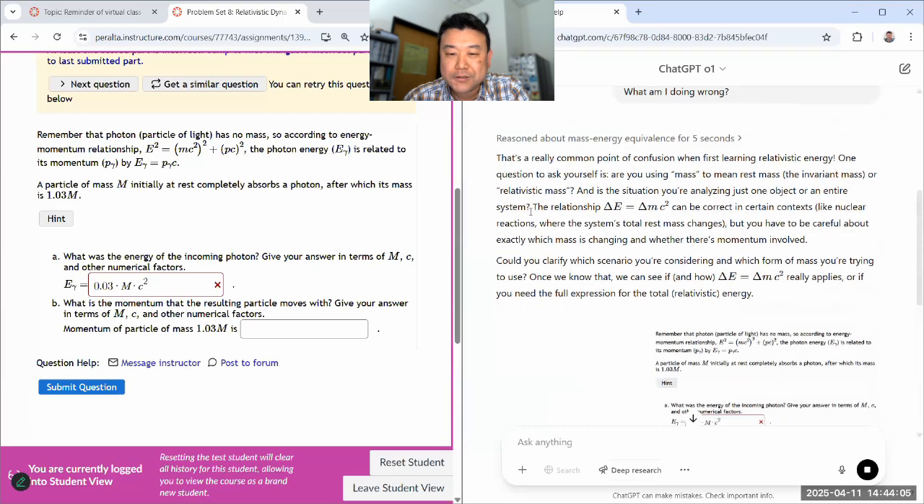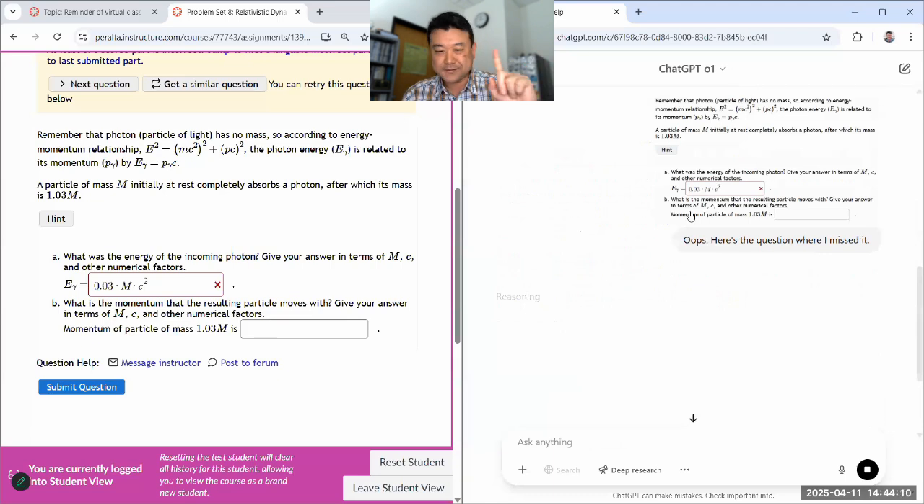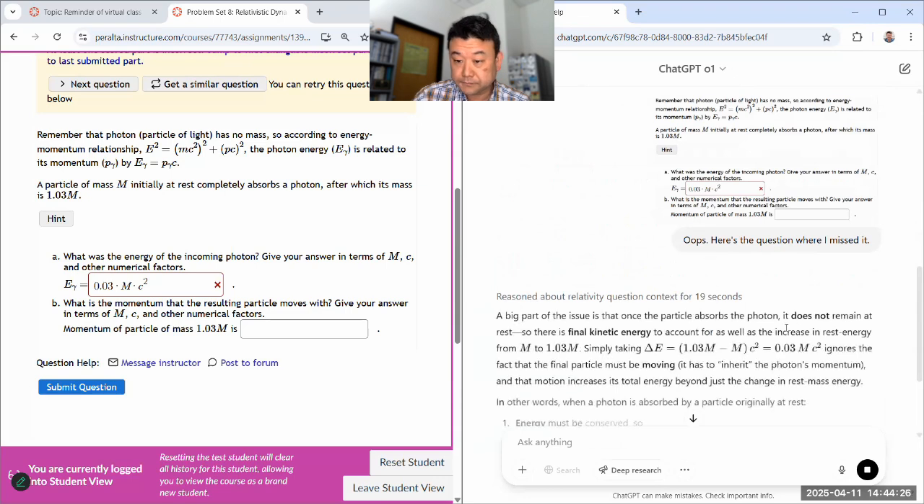Yeah, before it would just hallucinate something, but it's not hallucinating. It's asking the right question because I forgot to paste in the screenshot that I was supposed to. And then it should tell me about momentum conservation. Yeah, not at rest. There's a final kinetic energy, and I would really work with the total relativistic energy. It ignores the fact that it's moving. It has to conserve momentum.